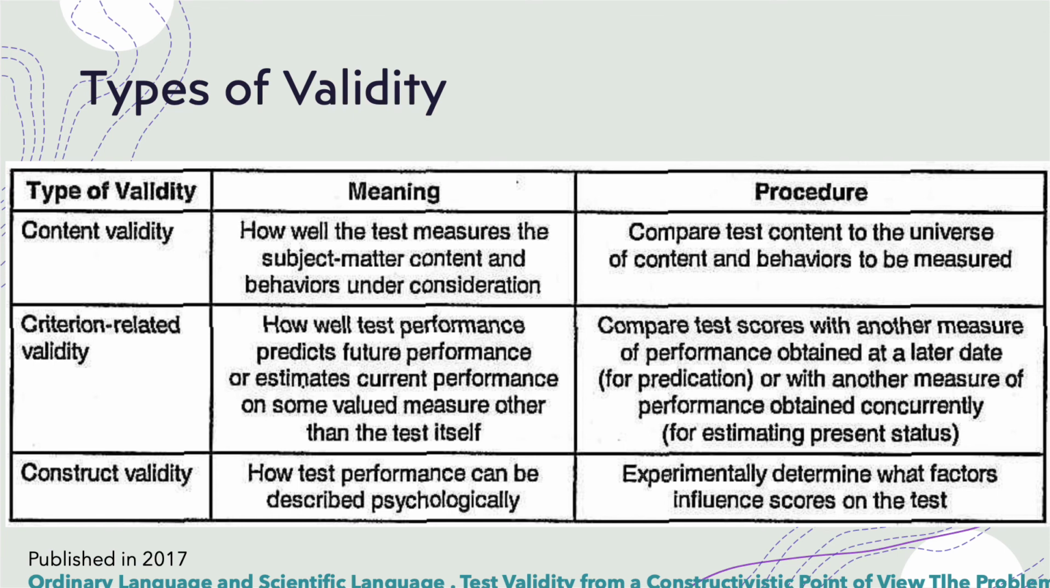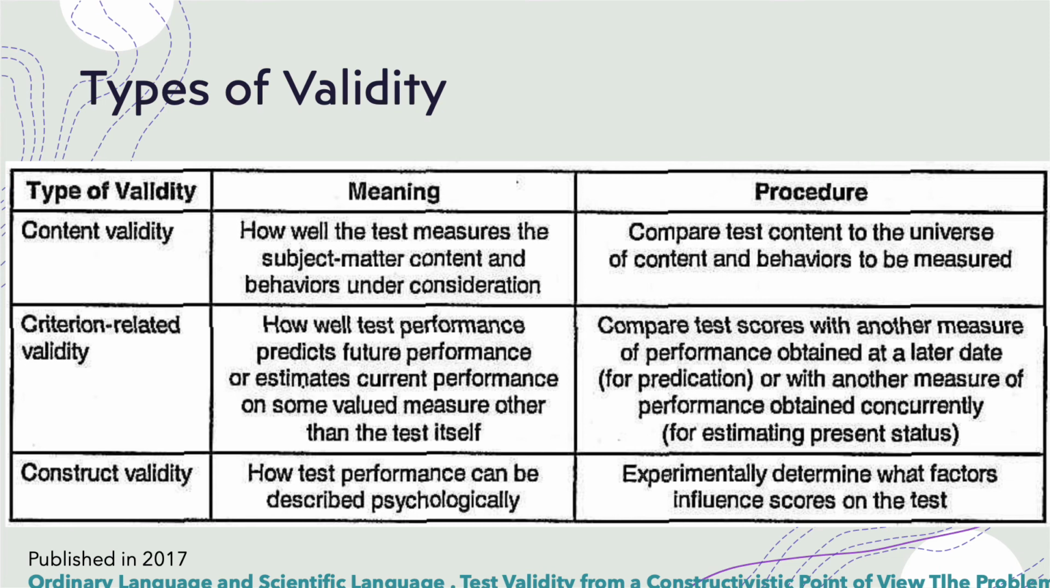Validity tells us if we are measuring what we want to measure. Let's review 3 types of validity, and there are more types of validity than this, but for now, these are the 3 I want you to remember. Content validity is how well the test measures the subject matter content and behaviors under consideration. So, you compare test content to the universe of content and the behaviors to be measured.